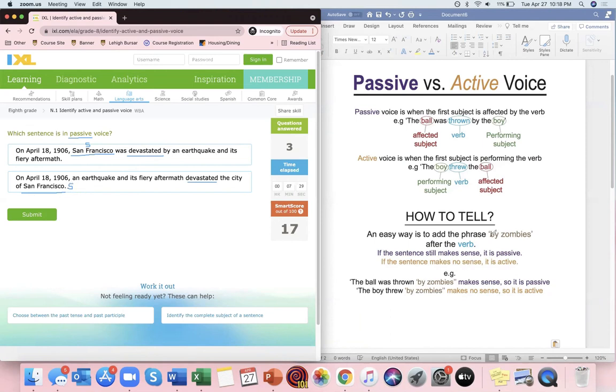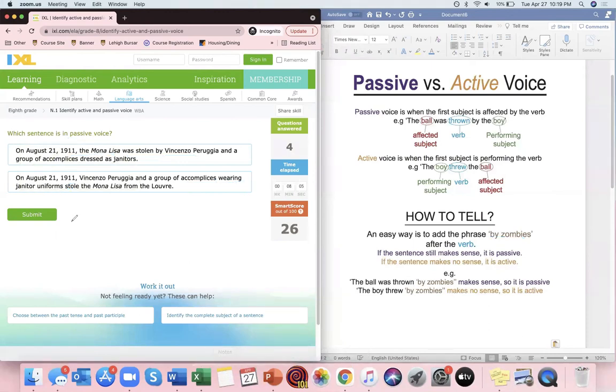And now let's add by zombies. So on April 18th, San Francisco was devastated by zombies. Meanwhile, an earthquake and its fiery aftermath devastated by zombies. So by zombies does not make sense. So although the subject was first here, this would be the active passage. Meanwhile, this would be the passive one. So the correct answer is this one. Okay.